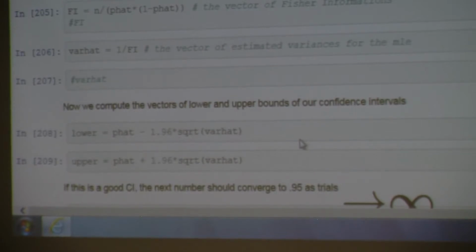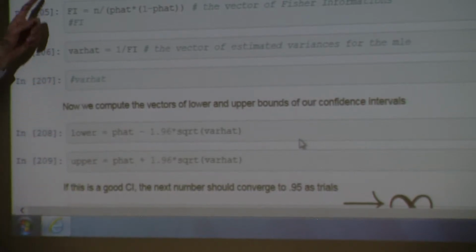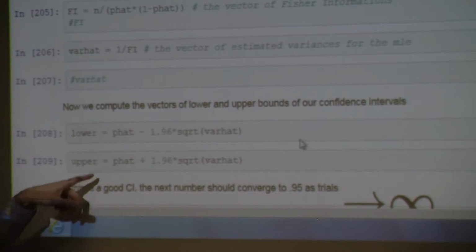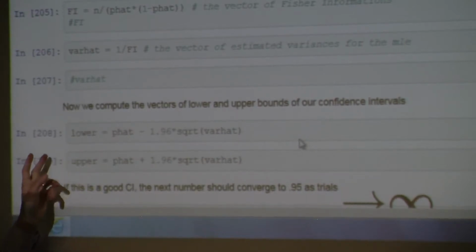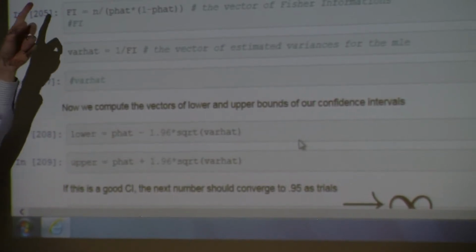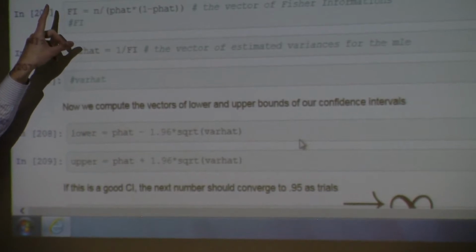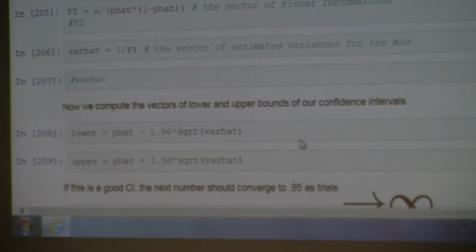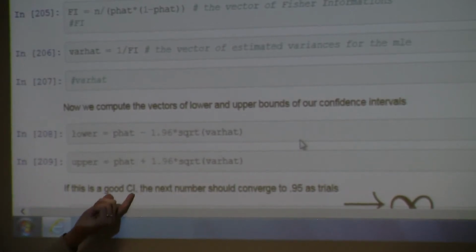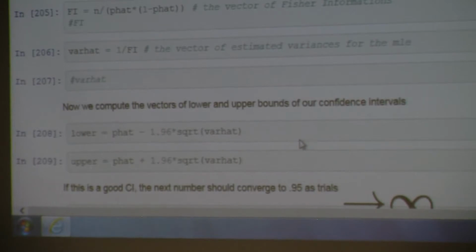So why did I do this so many times? Because the point of the 1,000 trials is if this is a really good confidence interval, about 950 of those 1,000 trials, the confidence interval will contain 0.1, will contain the true value, and for the rest it won't. If the confidence interval is too aggressive, that number will be bigger than 0.95. If the confidence interval is too small, that number will be smaller than 0.95.